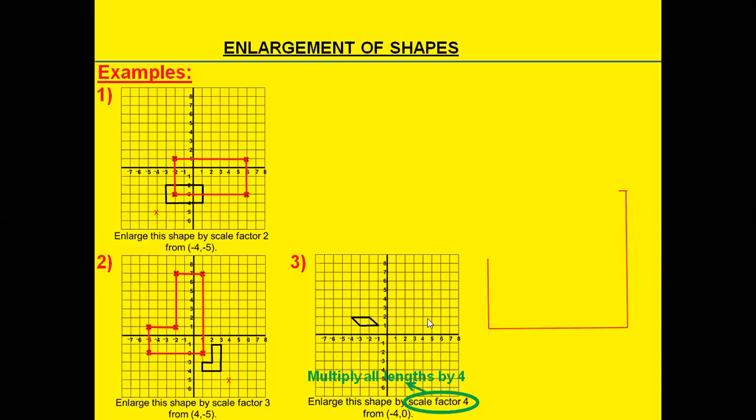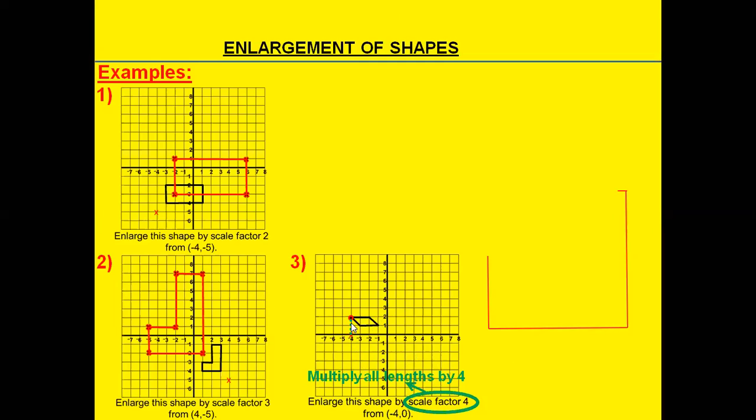Okay, so look here. It says we need to enlarge this parallelogram by a scale factor of 4 from -4, 0. So first of all, this is -4, 0. Do you see it? The small red one. This is it. I'm going to use the closest point. They started with this point.